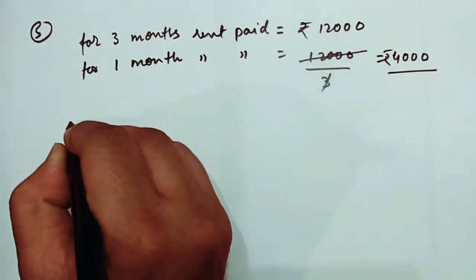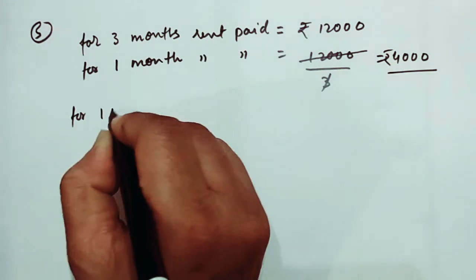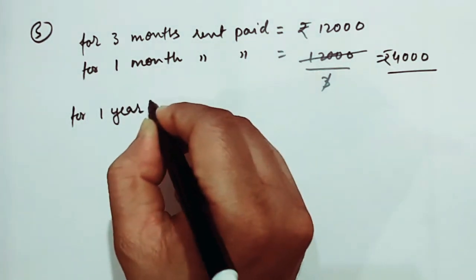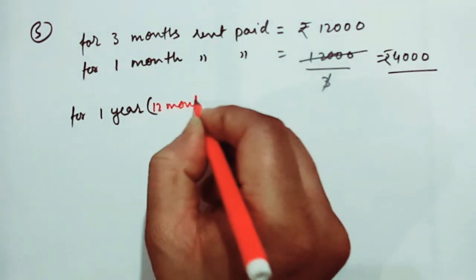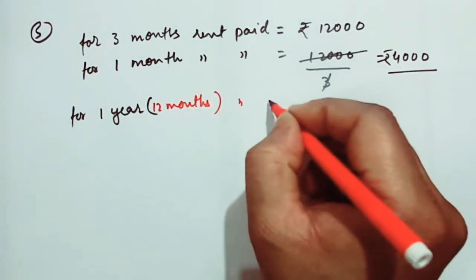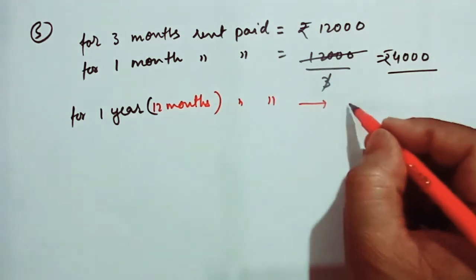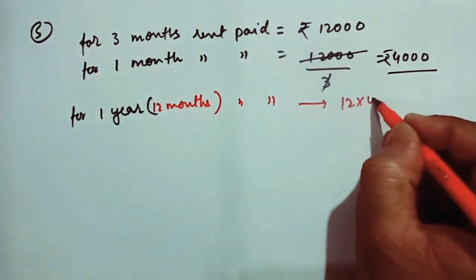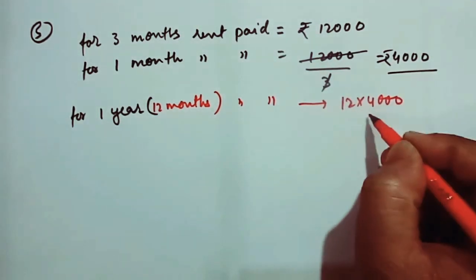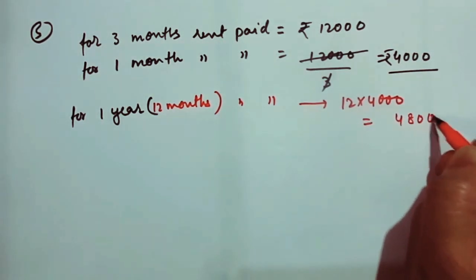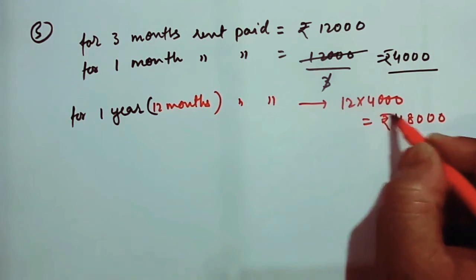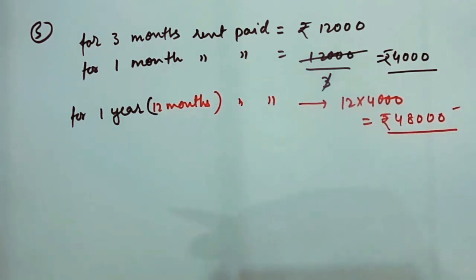For 1 year. So 1 year means how much? 1 year means 12 months. The rent paid will be 12 times 4,000. So 12 times 4,000 will be equal to 48,000 rupees. You have to write the unit.